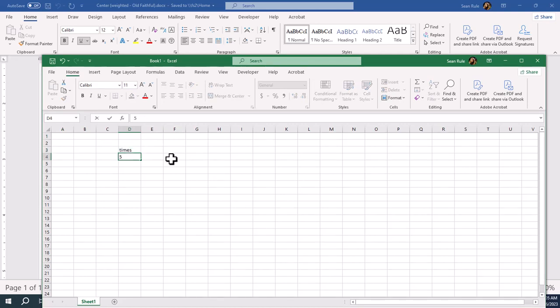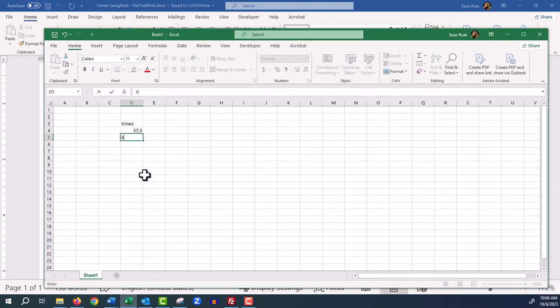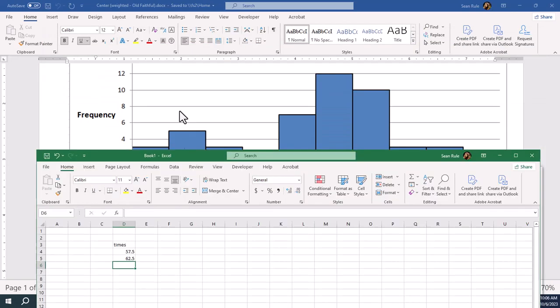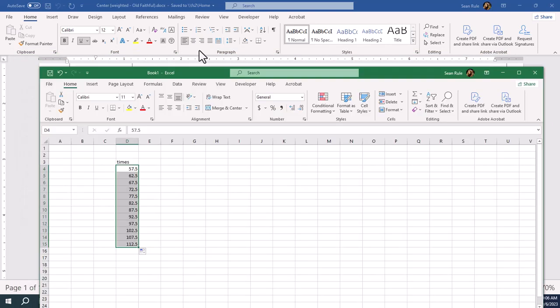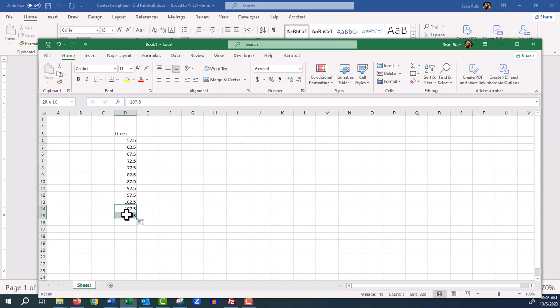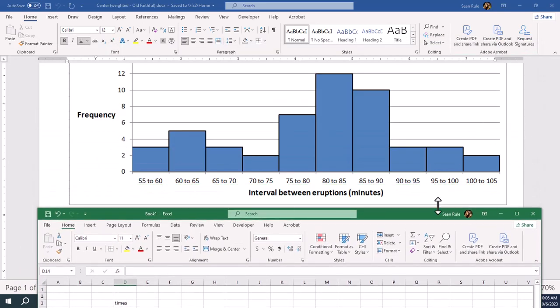So 57 and a half, 62 and a half, 67 and a half. Now there's going to be a pattern. This is actually kind of cool, and Excel will be able to recognize this. We can actually just select those 3 data points and keep dragging down, and it'll continue that pattern as long as we need it to, and I actually went too far. The last one we have is the 102.5, which is the one over here with the 100 to 105.